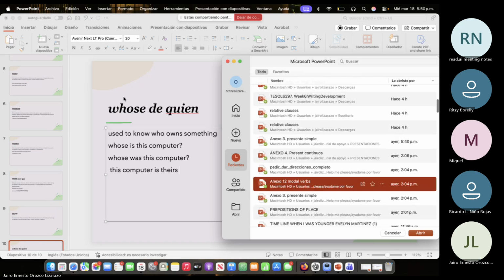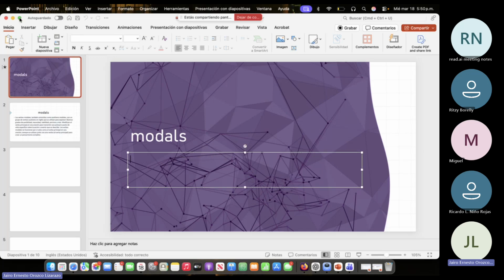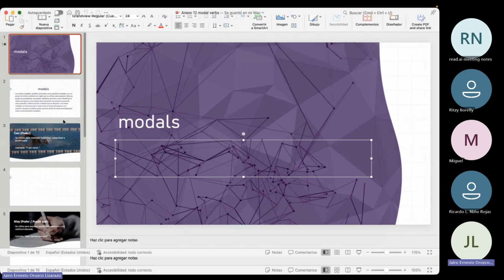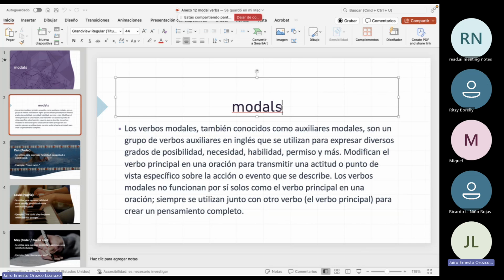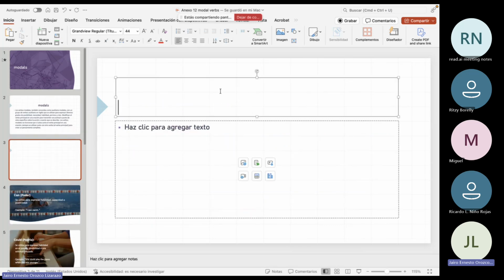Modal verbs. These are very easy. Modal verbs are basically auxiliary verbs, right? They are also known as auxiliary verbs. Why are they known as auxiliary verbs? That is very easy. Okay, we have the grammar structure again.